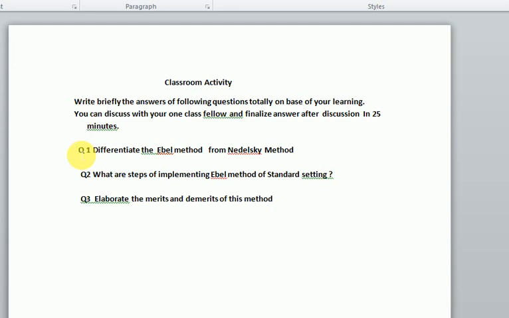So dear students, this was the second method of standard setting, in which I described the method in detail. In the next class we will discuss the other methods of standard setting.